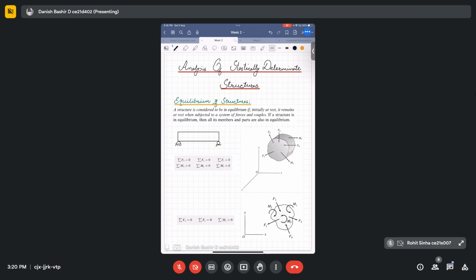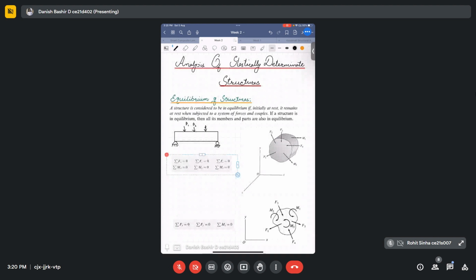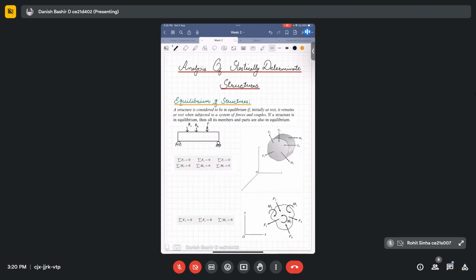We apply some concentrated loads to our structure, P1, P2, P3. Initially this structure was unloaded. After loading the structure with P1, P2, P3, if it is again able to maintain equilibrium, then we can say that this structure is in equilibrium. The prerequisite for equilibrium of structures is that the structure should satisfy both force equilibrium as well as moment equilibrium.